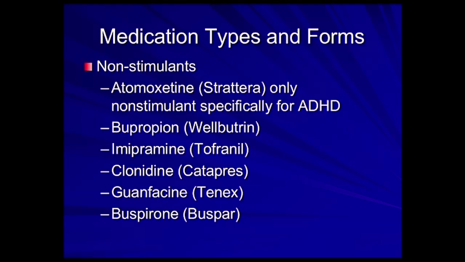Desipramine is another one that's closely related, and it works for 30% also. It's kind of like atomoxetine, it has a lot of side effects. We don't usually do it. Clonidine and guanfacine can help with sleeping. And Buspar has been reported, but Buspar seems to have a really low percentage of people who respond to it.